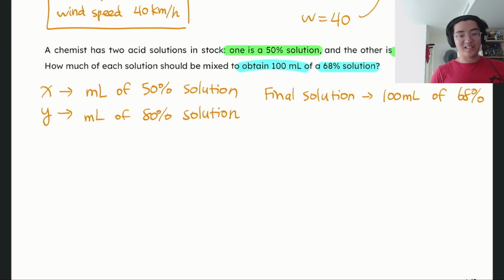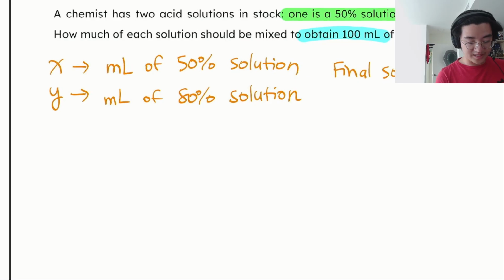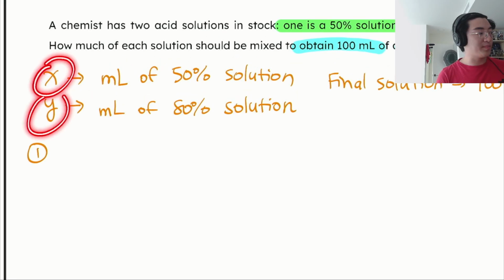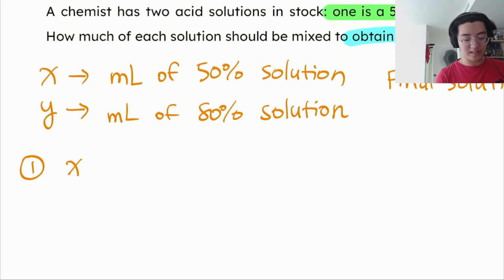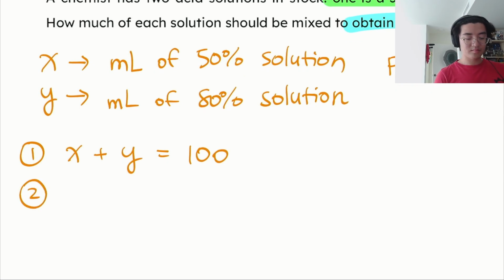Okay, so let's set up our equations. The first one is actually kind of familiar. Because they're both milliliters of the solutions, and we want the end result to be 100 milliliters, we just have to add those together to make sure that the final solution is 100. Okay, now the second equation is going to be more difficult.